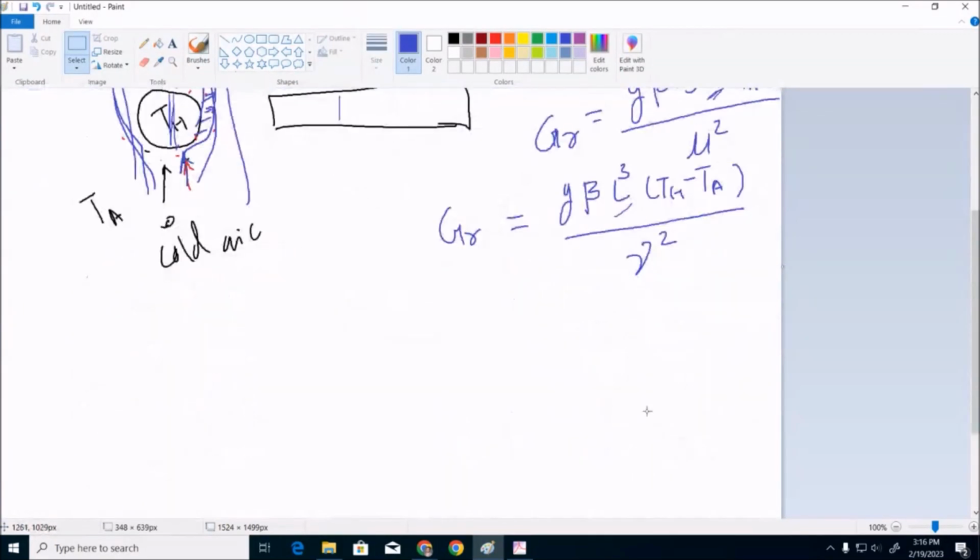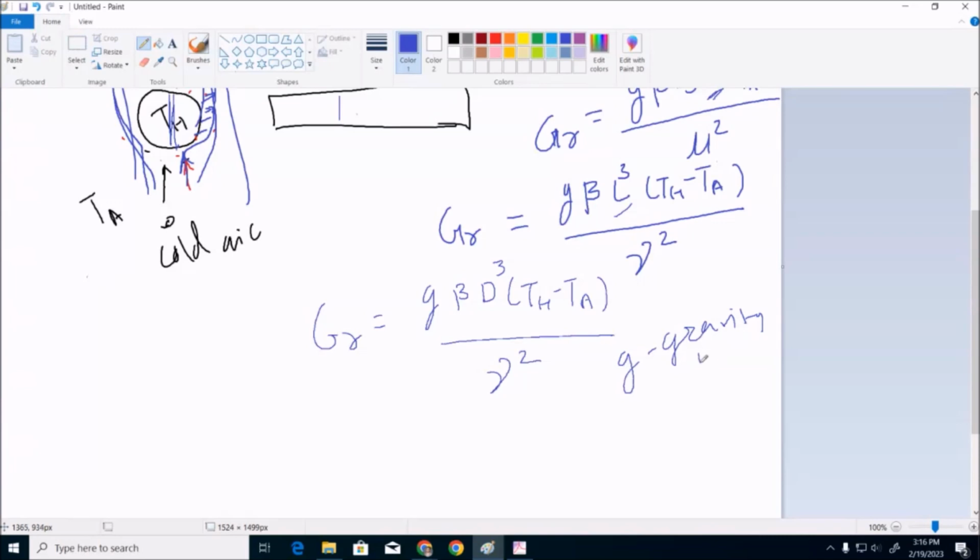So the first important formula out of that is the Grashof number. The Grashof number is equal to g beta D cube (TH minus TA) divided by nu square, where g is gravity, in meter per second square.